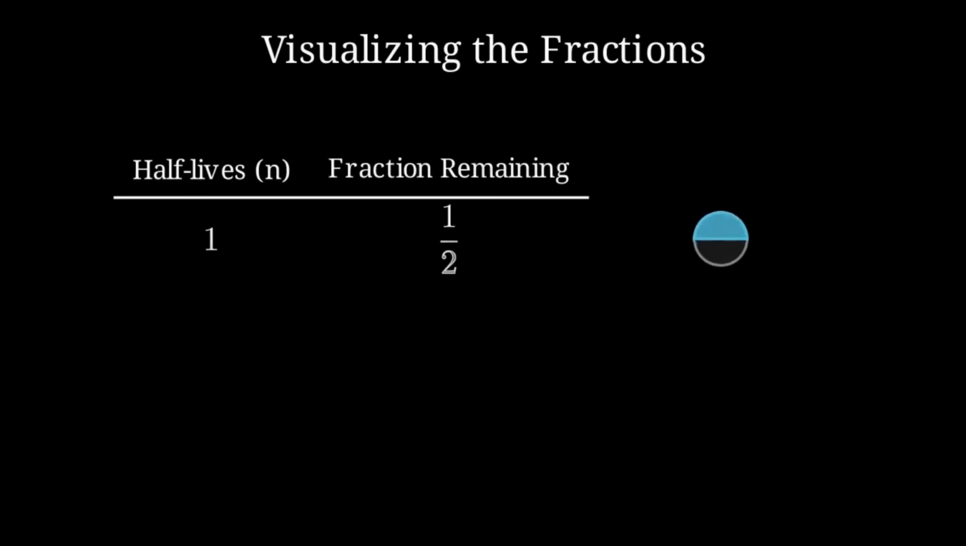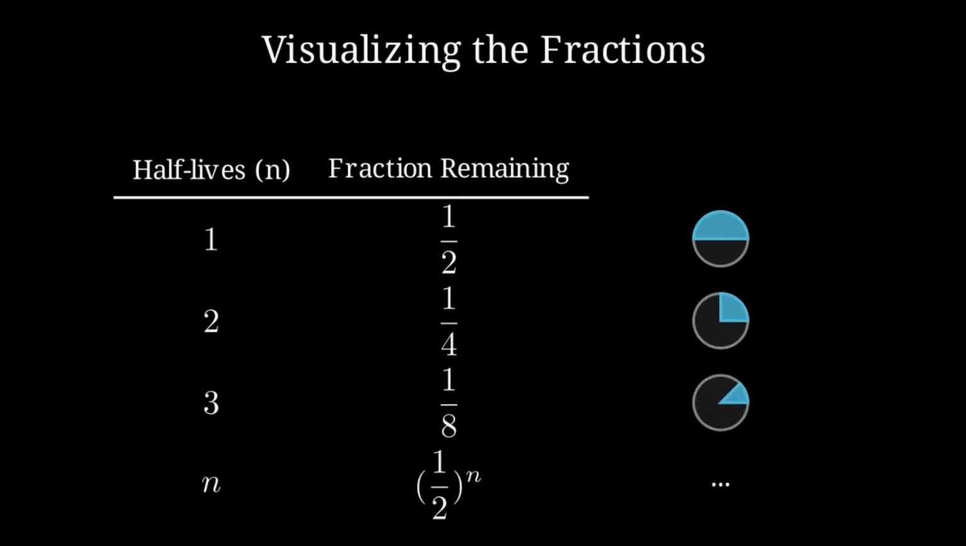After n half-lives, the fraction of the original sample remaining is always 1 over 2 to the power of n. This makes quick estimations very easy during lab work or exams.